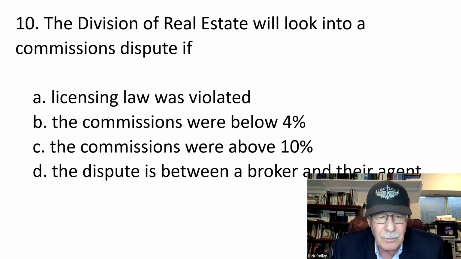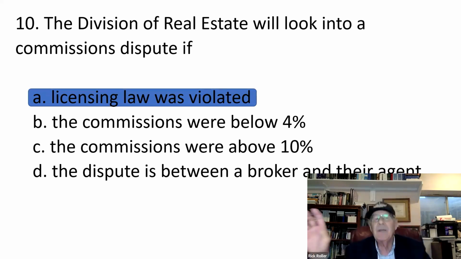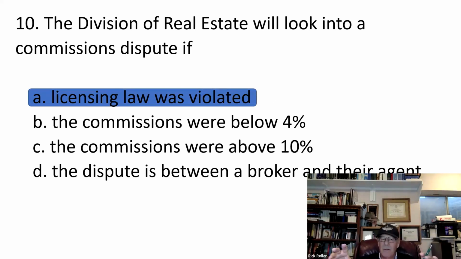And if you can't, go sue each other. Okay. So the correct answer, number 10, then, guys, has got to be A. License law was violated. That's the only time they're going to get involved on commissions. They just don't do it. That's something we do in our private club. The Board of Realtors and the Utah Division of Real Estate does not get involved with that. It's the Board of Realtors where we go to fight out commissions.